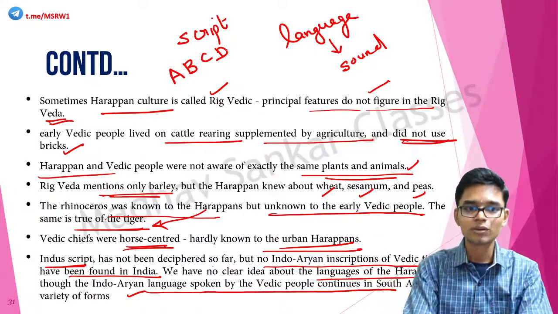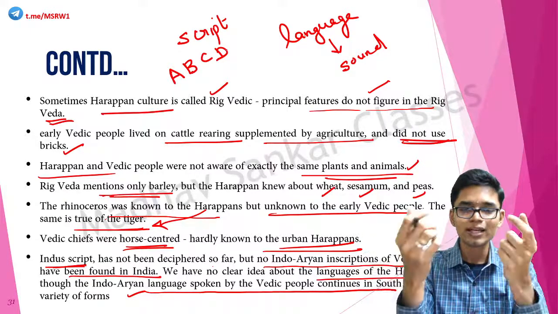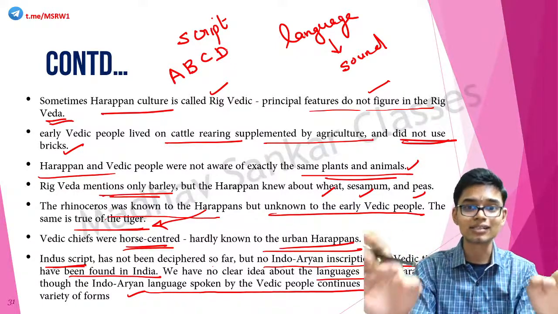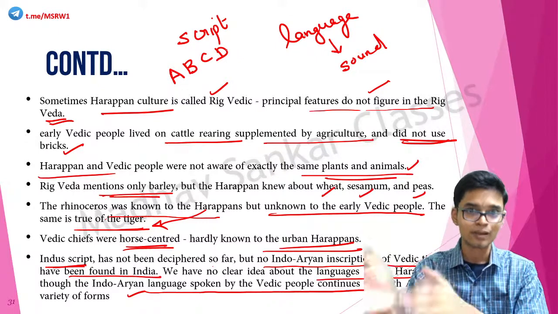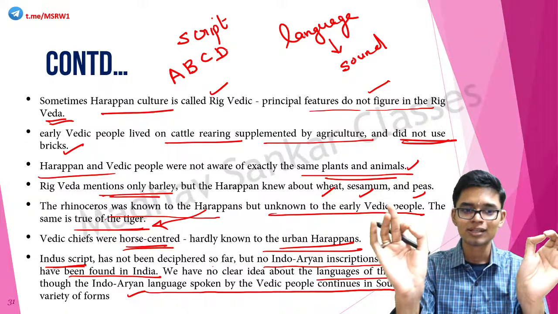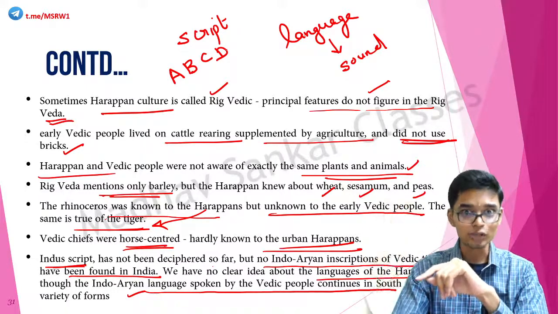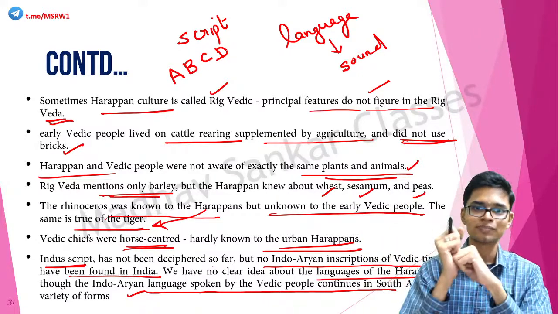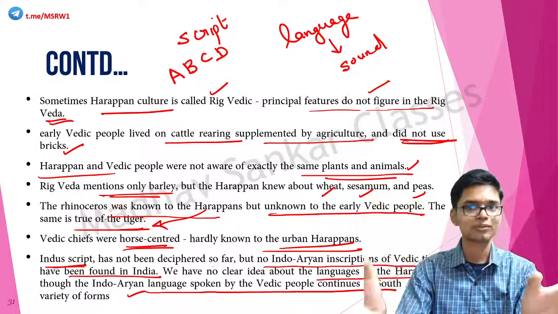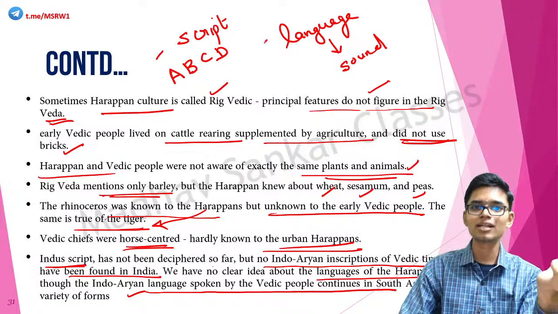So once again, I am going to tell the last point. The script of Indus Valley civilization is available even now, but we do not come across any such inscriptions from Vedic times. But the language of Indus Valley civilization is not known to us, whereas the Indo-Aryan language spoken by Vedic people continues in South Asia in a variety of forms. Sanskrit, Hindi, and many other derivative languages. I hope you understood the difference. There is a difference between script and language. If you understand this, you understand the last point.